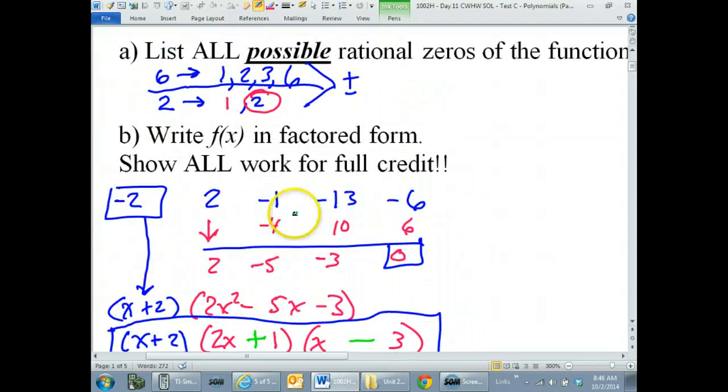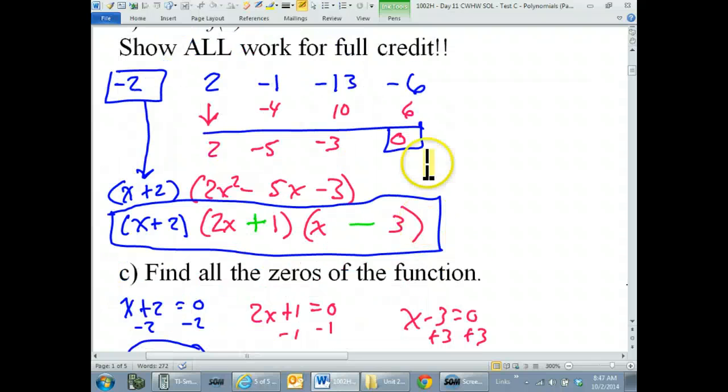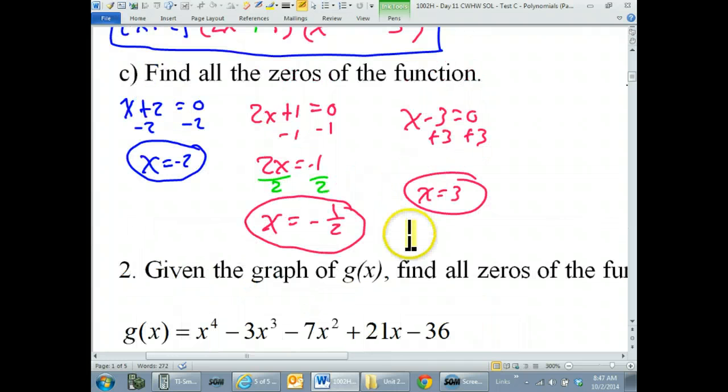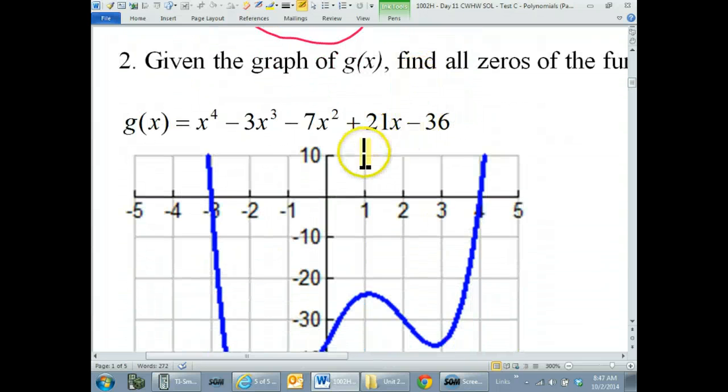Don't forget about the fundamental theorem of algebra. The degree should tell us how many zeros there are if we count repeated zeros separately. So we're expecting to have 3 zeros, and there they are, 1, 2, 3. So we know we got them all. All right, any questions so far? Okay? All right, moving on to number 2.